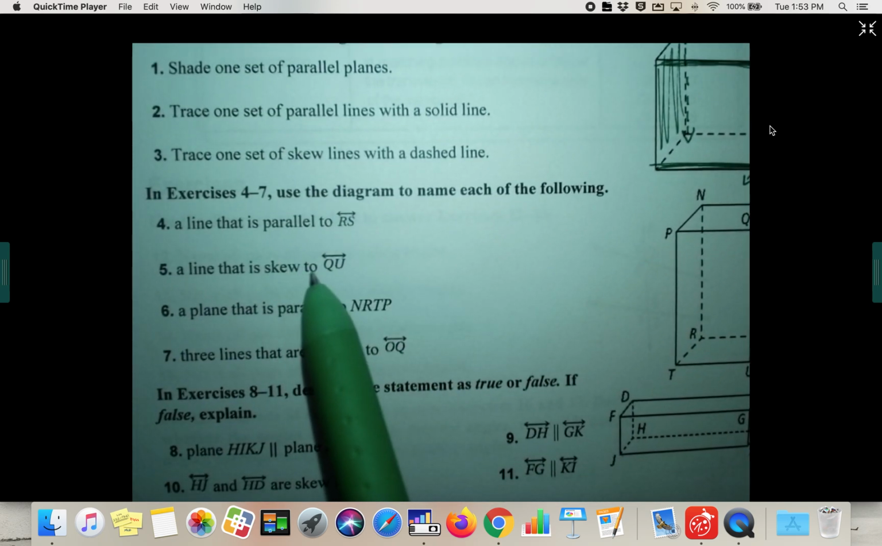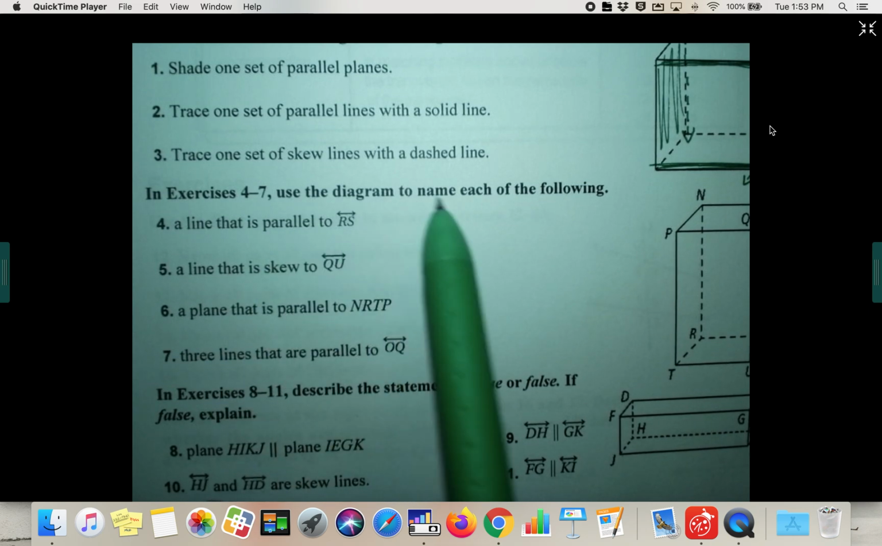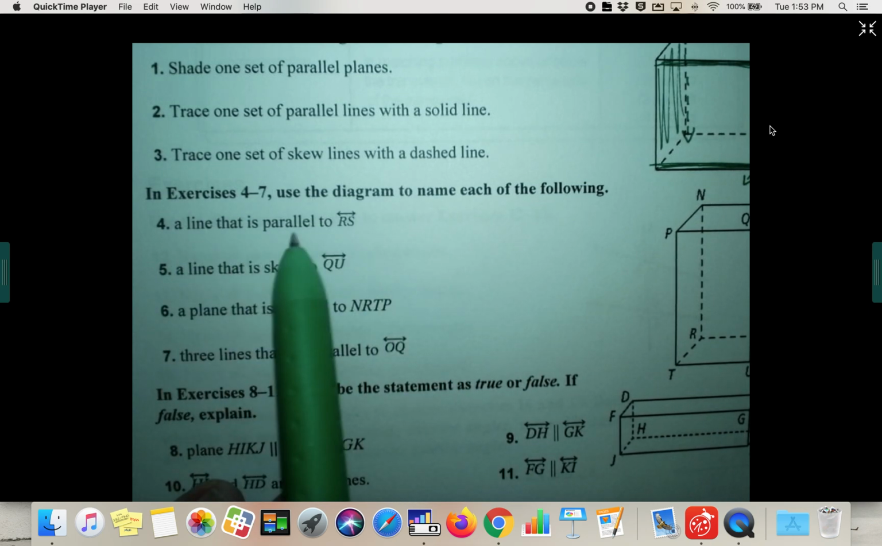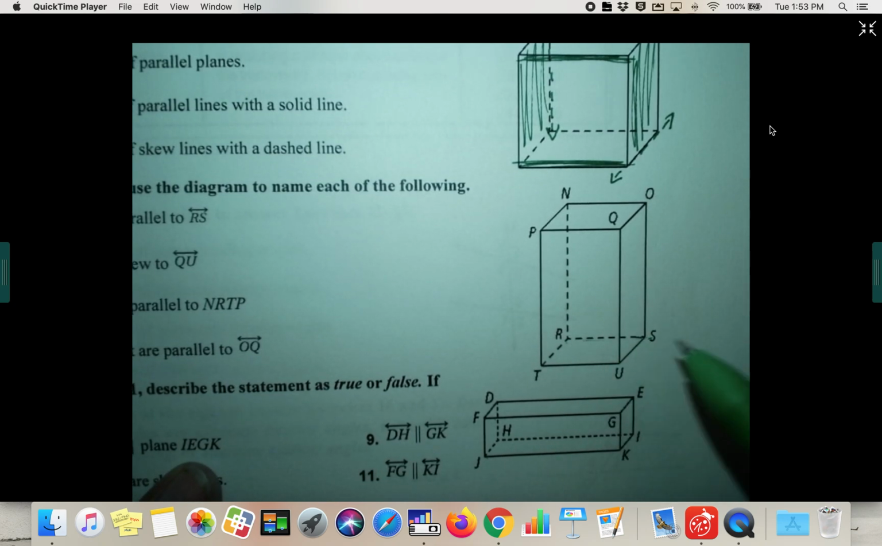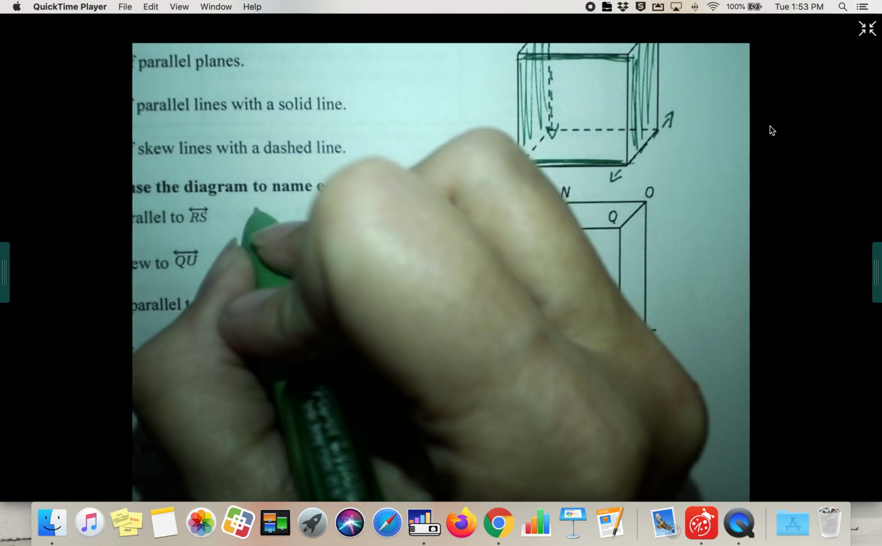All right, number 4 says name a line that is parallel to line RS. So RS is back here, a line that would be parallel to it, not the only option, but I'm going to put line TU.